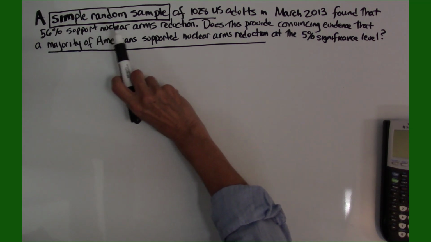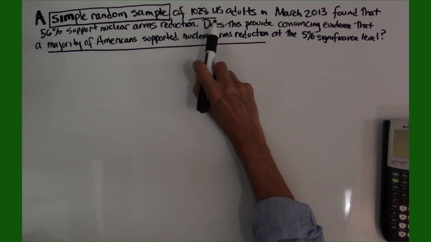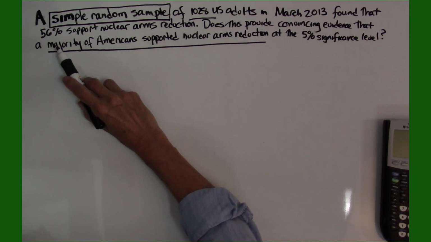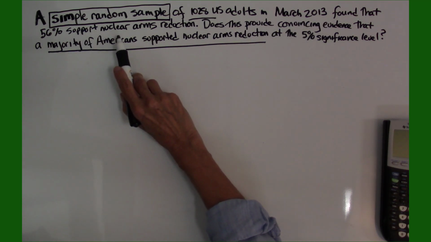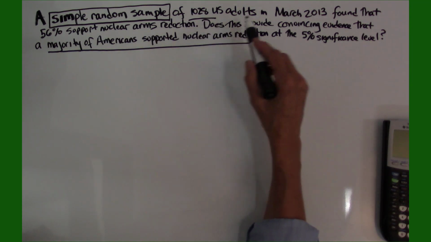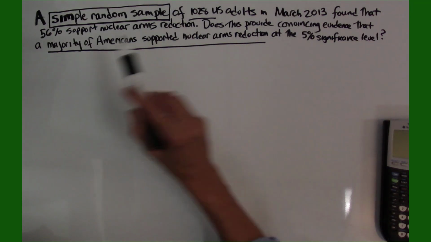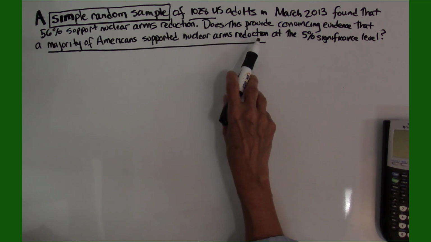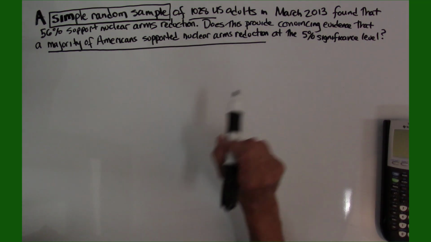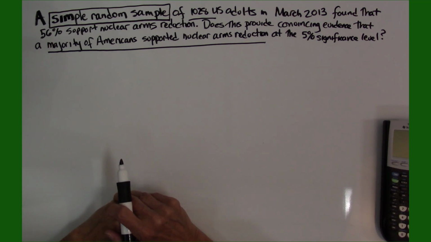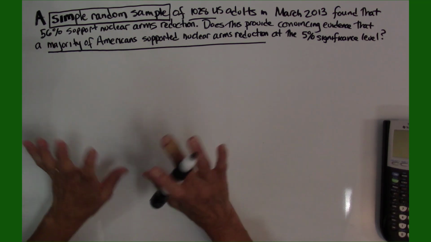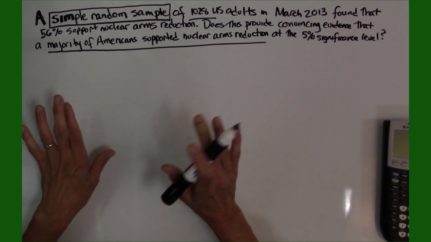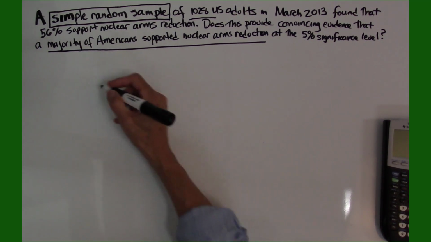A simple random sample of 1,028 U.S. adults in March 2013 found that 56% support nuclear arms reduction. Does this provide convincing evidence that a majority of Americans supported nuclear arms reduction at the 5% significance level? So we're going to be going through the 4 steps for this problem.